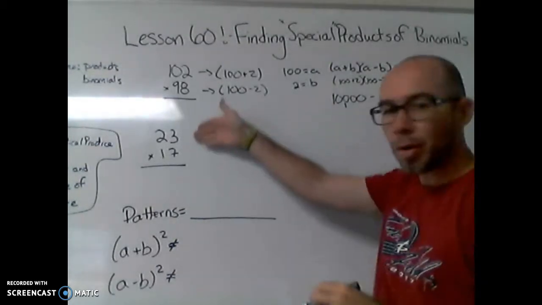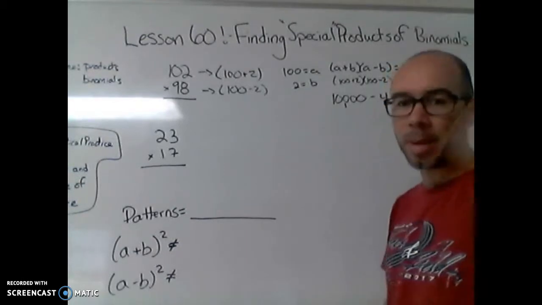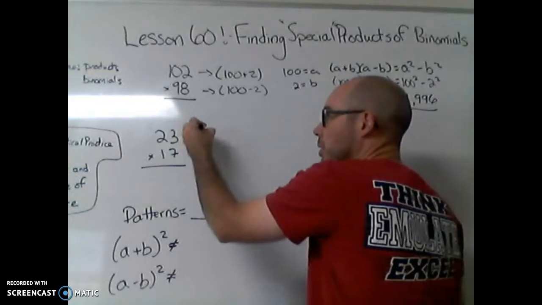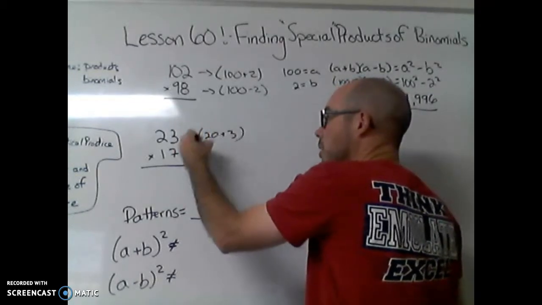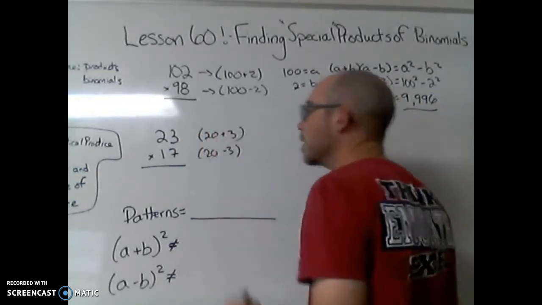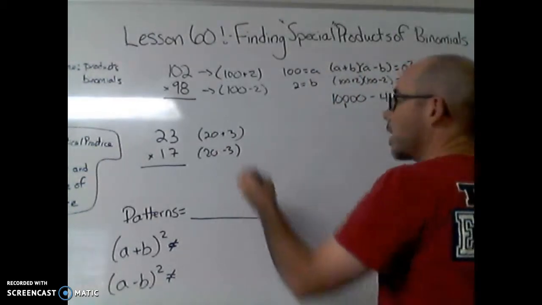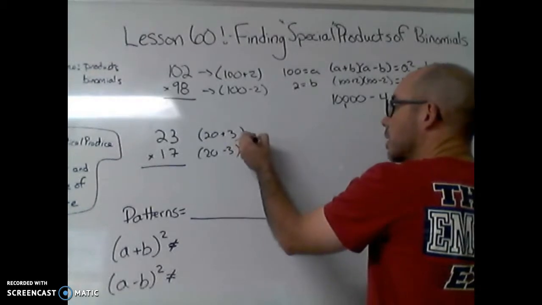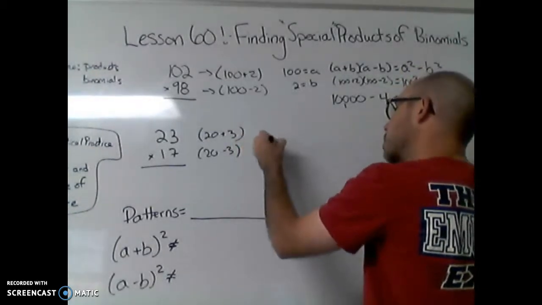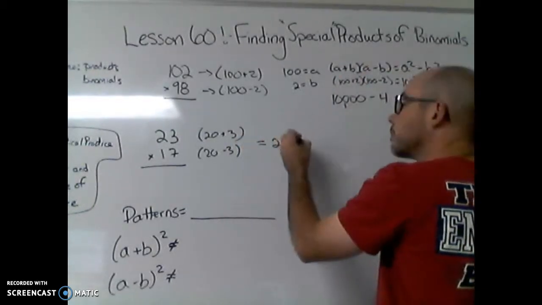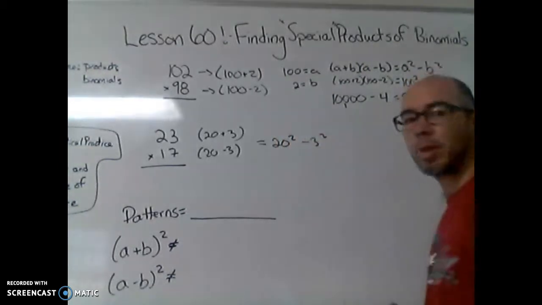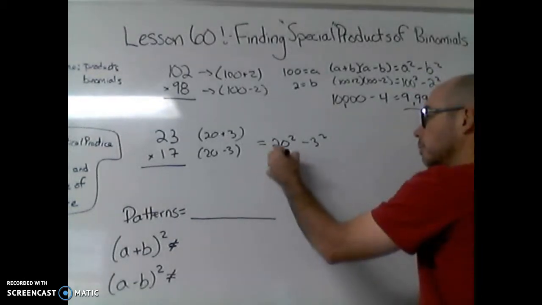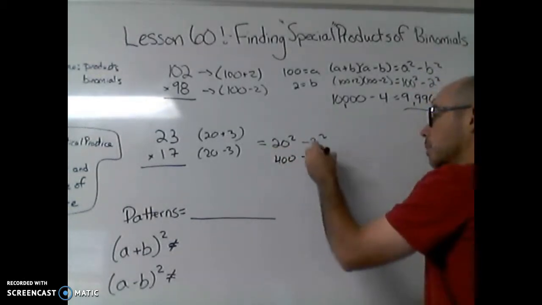Here's another one, with smaller numbers. I can think of maybe three or four different ways to do this, but we have the same kind of setup. Because they're close together, we have 20 plus 3 and 20 minus 3, same pattern, A plus B times A minus B. So this has to equal 20 squared minus 3 squared. 20 times 20 is 400. 3 squared is 9.